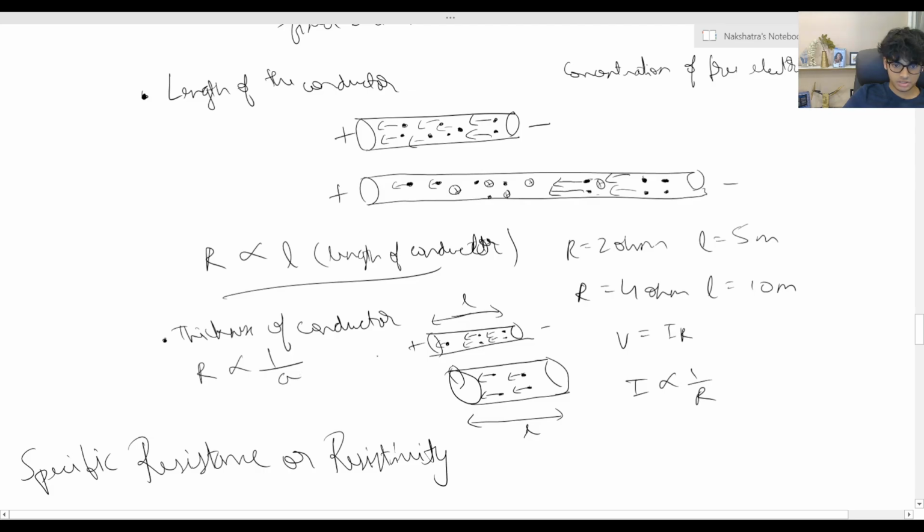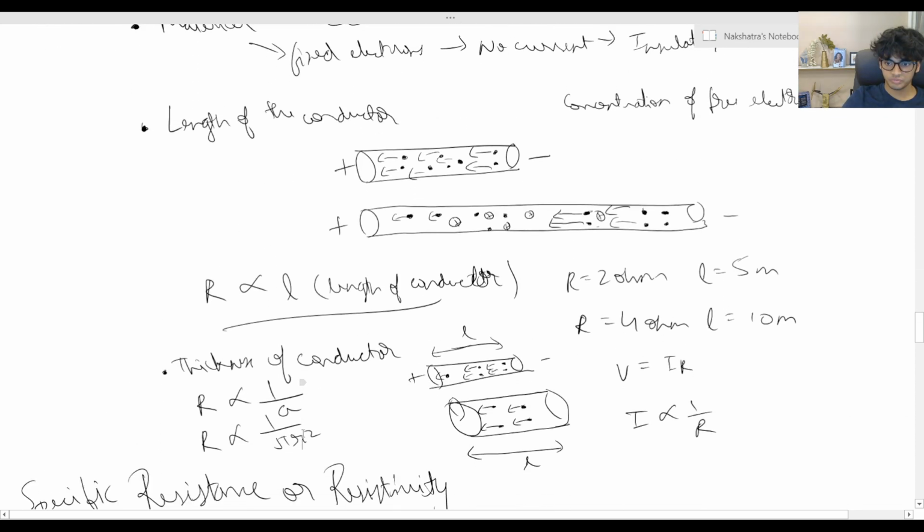Area of cross section is area of this circle, है ना. ये जो circle है which is the area of cross section of the wire, R is inversely proportional to that. So resistance is inversely proportional to 1 upon pi R square, pi R square, which is the formula of area for a circle. ठीक है, ये 3 फैक्टर्स हो गए.